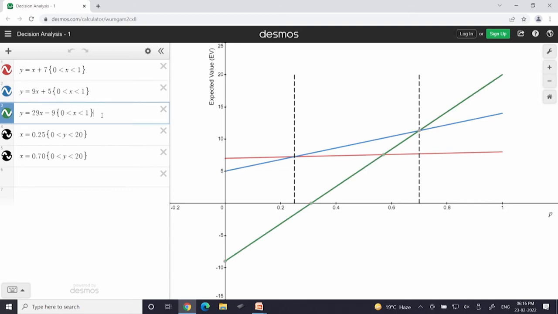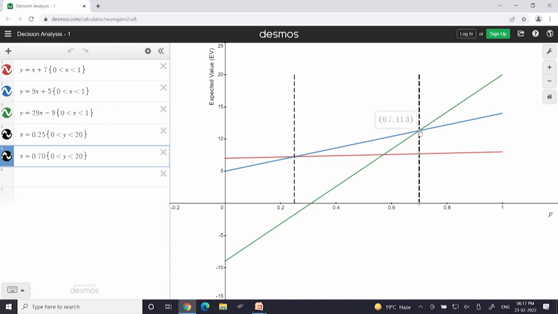The third one, EVD3, that is y equal to 29x minus 9, that is our green one. So, what will happen? In the x axis, we have taken the probability, in the y axis, it is the expected value. When the red and the blue lines intersect, we get some value of p. What is the value of p? It is 0.25. Similarly, when the green and the blue intersect, we get the value of 0.7.